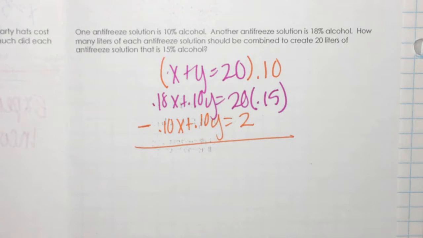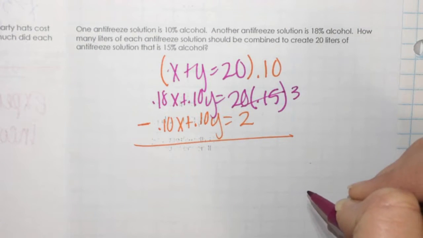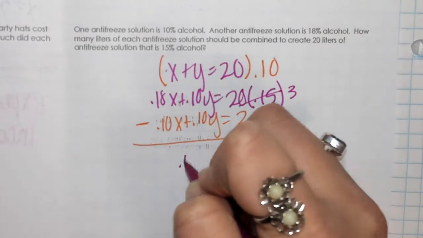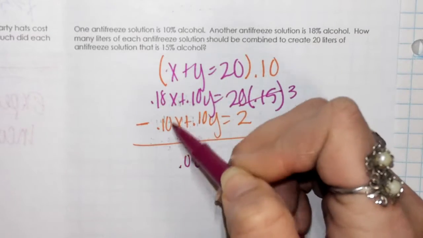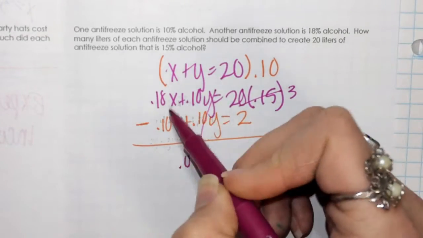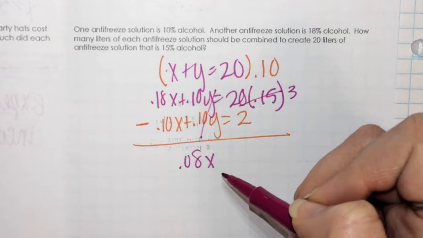Did you multiply 20 times 0.15? Okay, so then look at the board. You with me? So if you subtract right here, you get 0.08, whatever variable you have for this, correct? Okay, I got negative 0.8. So it's 0.18x minus 0.10. So then that gives you positive 0.0.